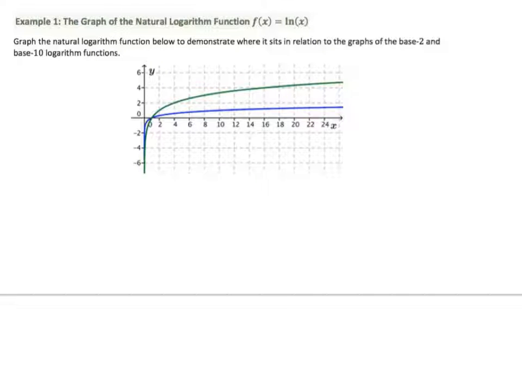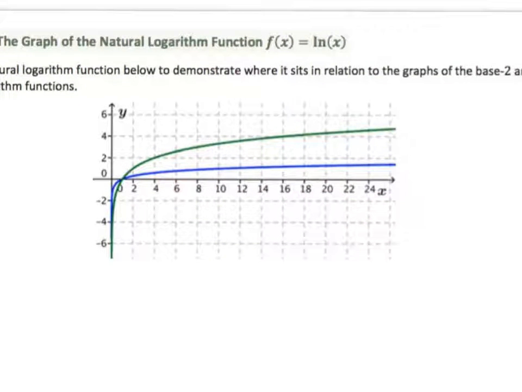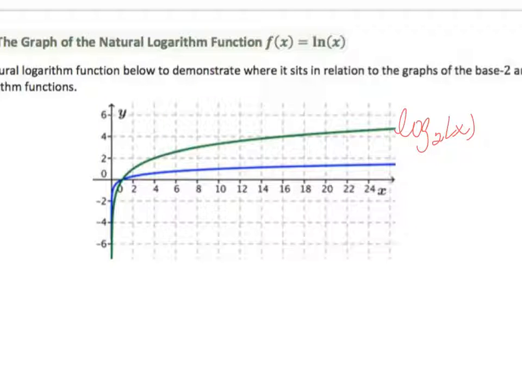So example 1, the graph of the natural logarithm function f of x equals log of x. Graph the natural logarithm function below to demonstrate where it sits in relation to the graphs of the base 2 and the base 10 logarithm functions. Sorry, I'm going to make that bigger. Our base 2 function is right here. And our base 10 function is right here.